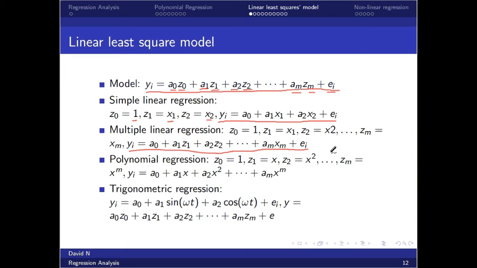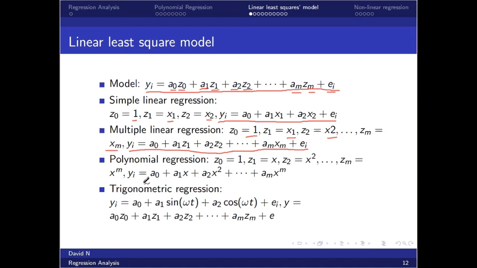Now, by setting Z0 equal to 1, Z1 equal to X1, Z2 equal to X2 and Zm equal to Xm, where X1, X2 and Xm are the independent variables, here we have the multiple linear regression easily represented by means of the linear least square model.